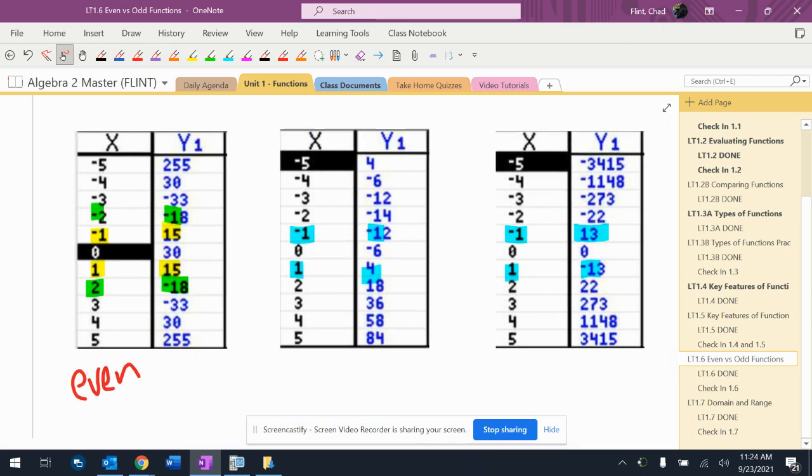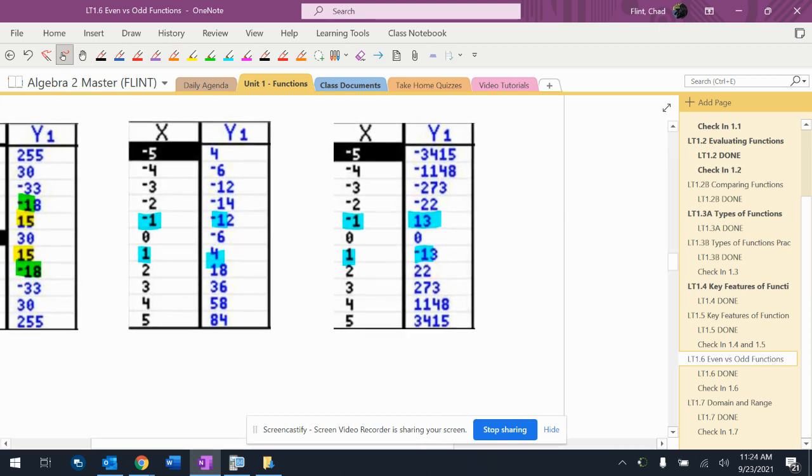With the numbers, what you're looking for is for an x and a negative x to have opposite y values in terms of sign, but the number is the same. So if I go back to what I was doing here, this 1 is 4, so -1 would need to be -4. It's not. So that one's neither. Okay, and I would say probably more graphs are neither than even or odd.